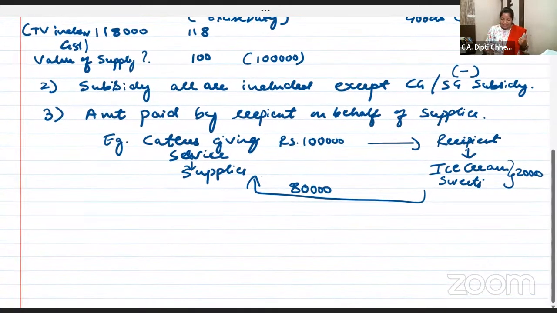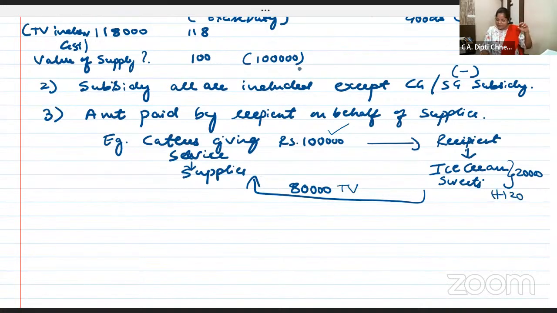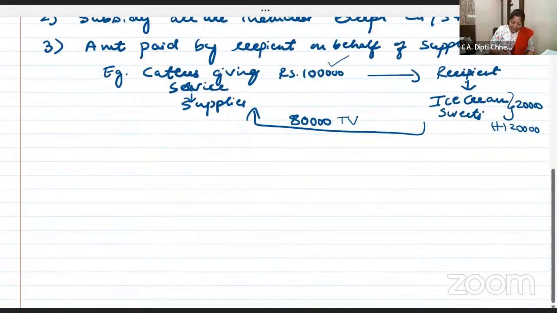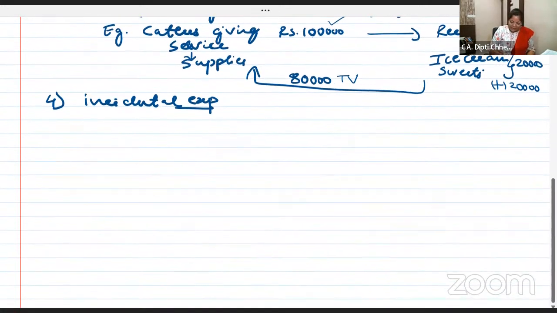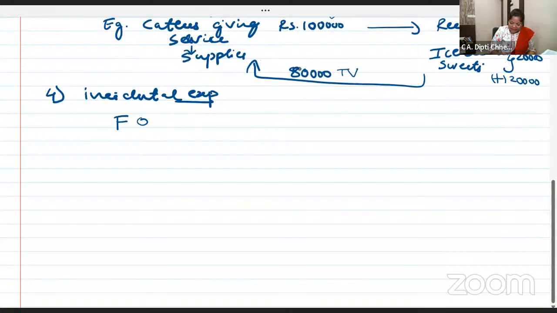Yes. So is the caterer giving a service of 1 lakh? Yes. Even though it is 80,000 plus 20,000, you have to add it because this is the amount paid by the recipient to a third party on behalf of the supplier. And next is very beautiful, very practical, incidental expenses. Now, this is so beautiful. In technical terms, they call it FOB, FOR.